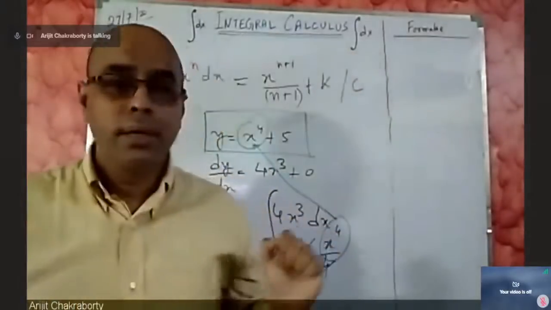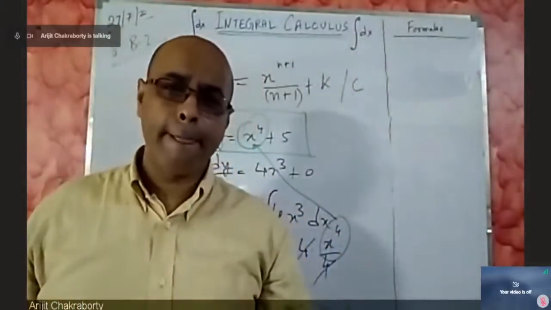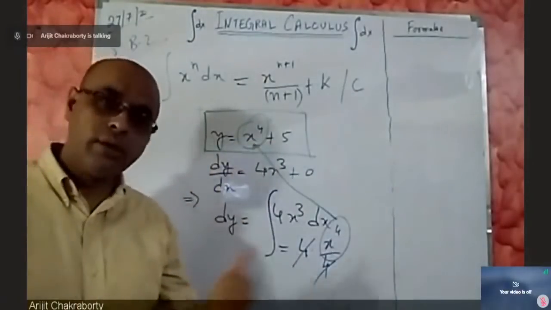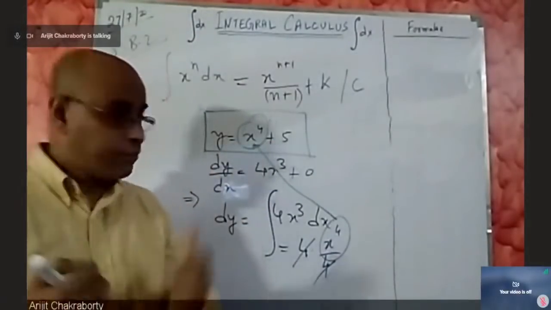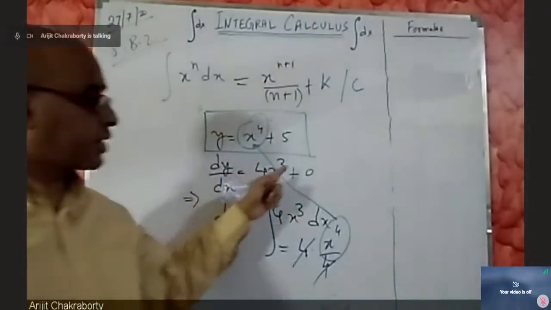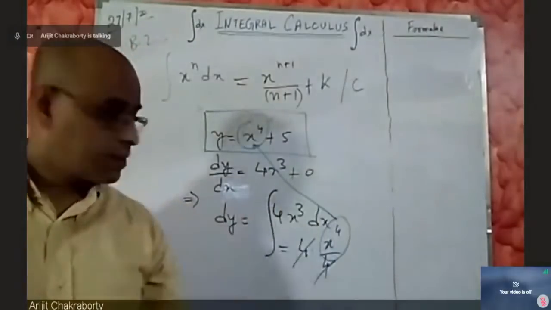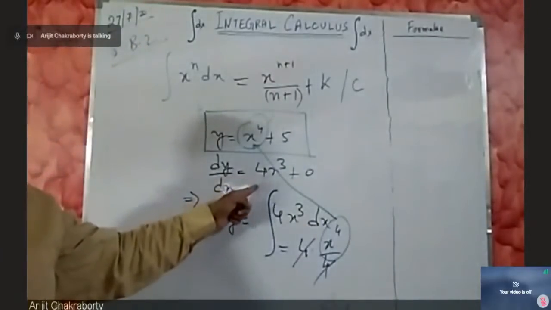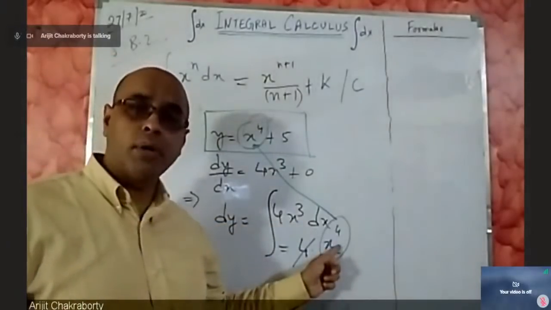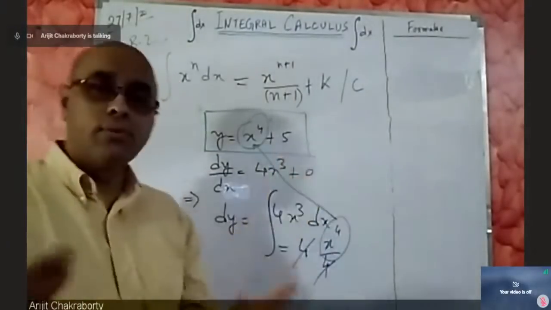But something is missing. I started with x to the power 4 plus 5. Very good. I differentiated both the sides, so I got dy by dx equal to 4x cubed plus 0. Great. So now, when I integrate 4x cubed dx back, I am getting only x to the power 4. But where is this 5 going to go?